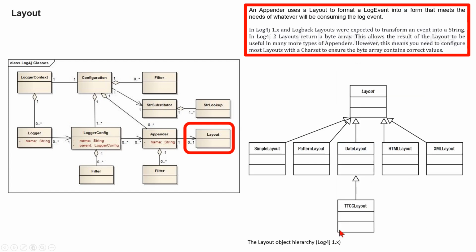Now we are considering the layout object hierarchy in Log4j 1.x. The structure of logging information can vary in terms of message content, the type of content, and the way information is presented. But in abstract terms, the logging information can be organized into a header, body, and a footer.